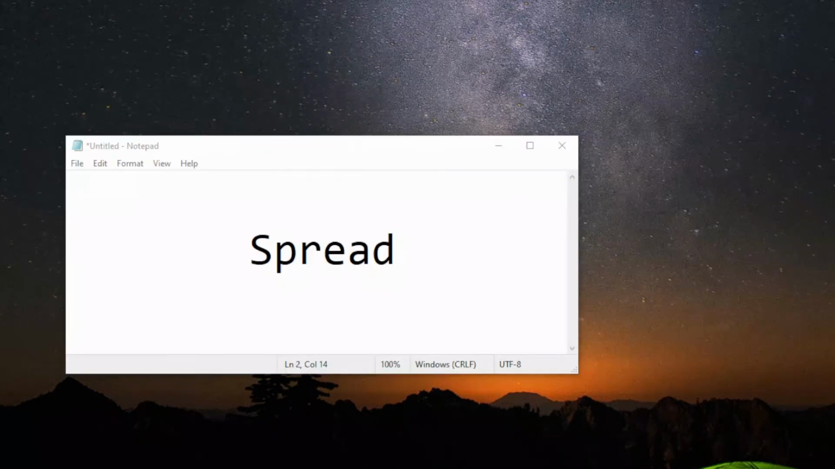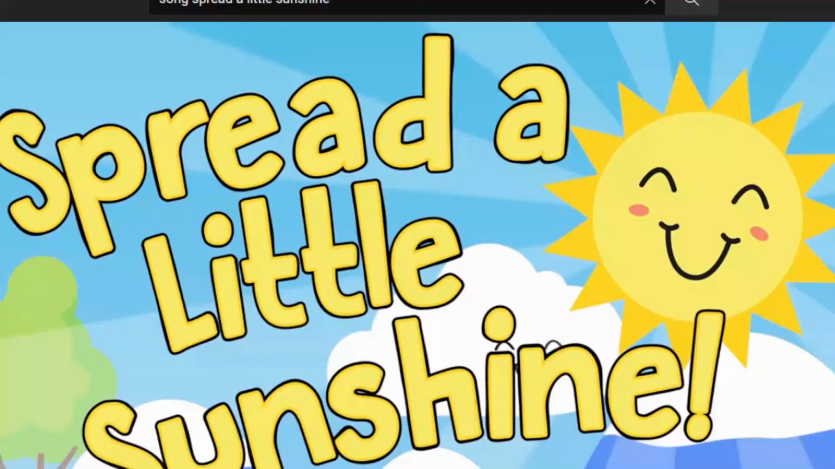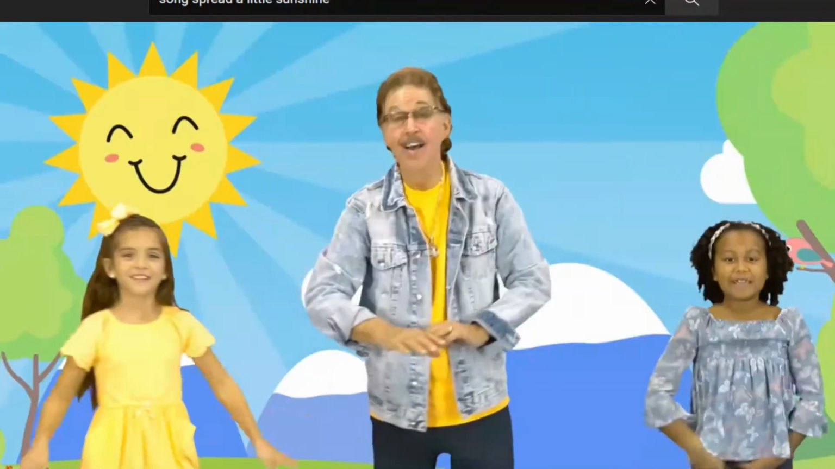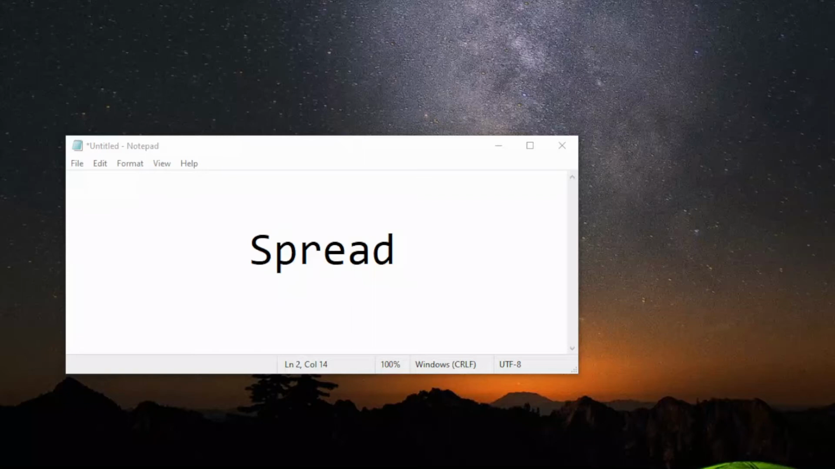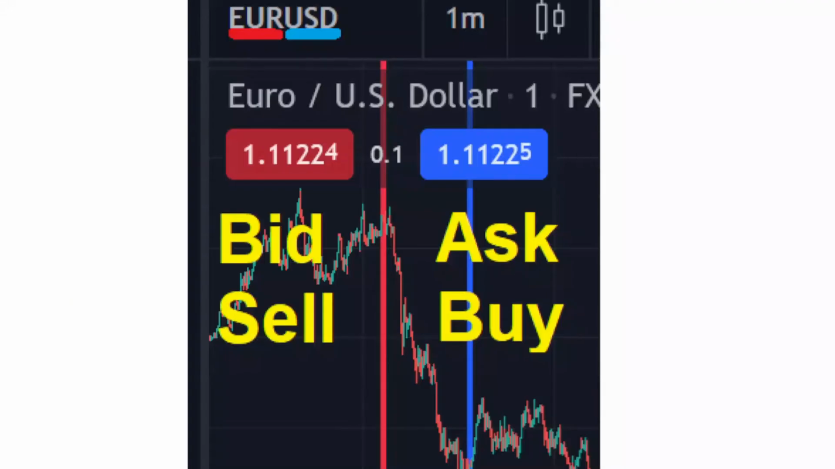One thing to consider is the spread. Spread a little sunshine. No, in this case, you don't want spread. Let's talk about the spread, but first let's review some of this stuff and add some other information.